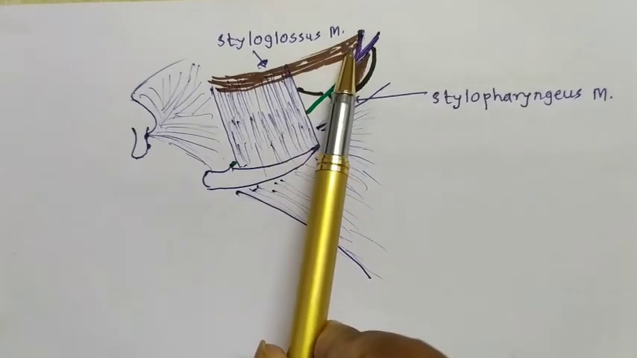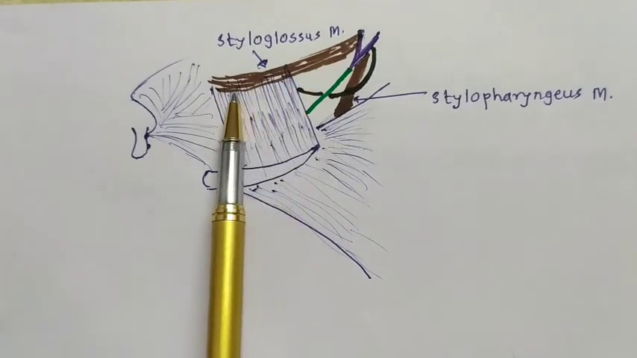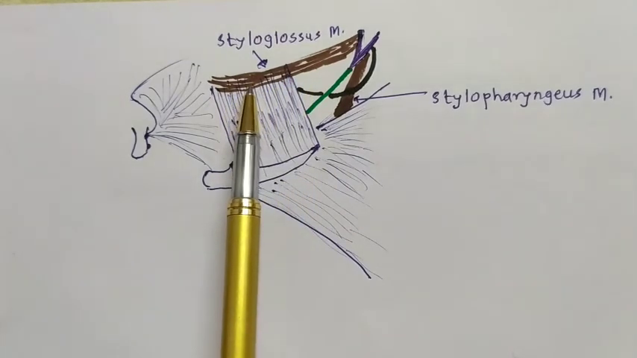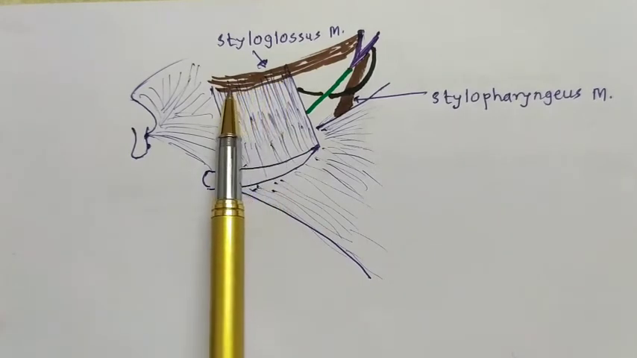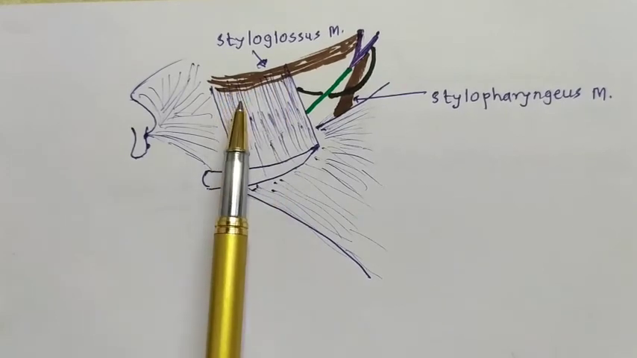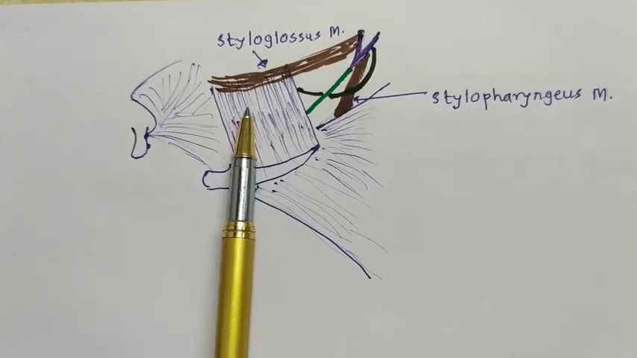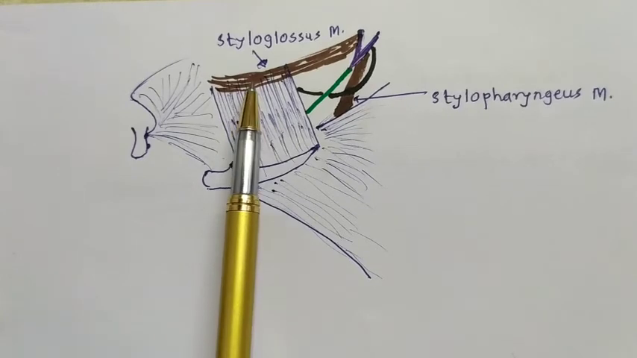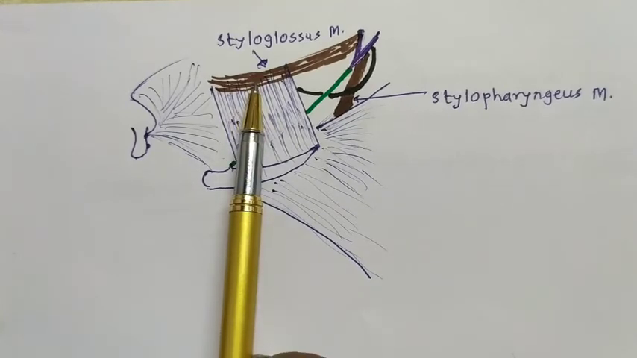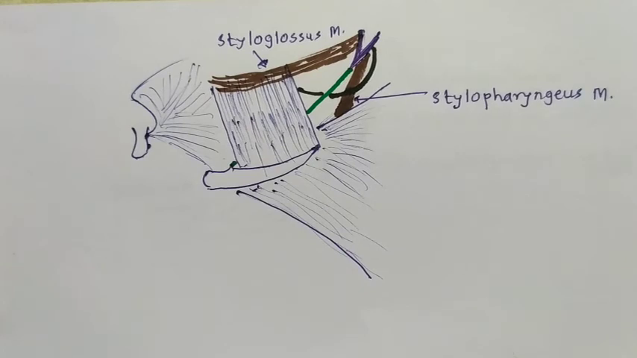Anterior aspect of the styloid process gives origin to styloglossus muscle. Styloglossus is a muscle of tongue and it is inserted on the side of tongue, lateral to the hyoglossus muscle. The fibers of styloglossus intermingle with hyoglossus muscle. The styloglossus muscle is a muscle of tongue. It is derived from occipital myotomes. So it is supplied by hypoglossal nerve.